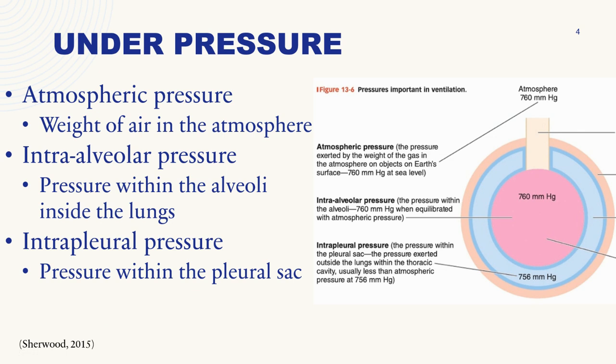So, under pressure, what are the pressures found within the lungs and outside of our lungs that are very important in ventilation? Air is going to move down pressure gradients throughout the respiratory cycle, and there are three types of pressure that are very important when considering ventilation.